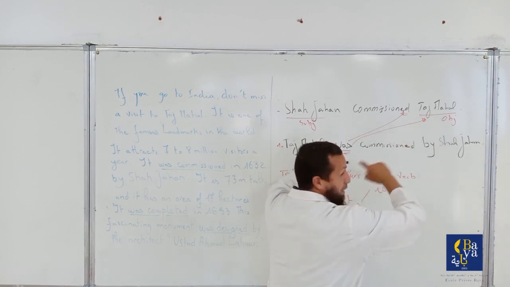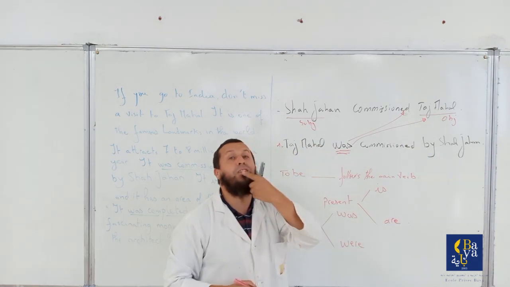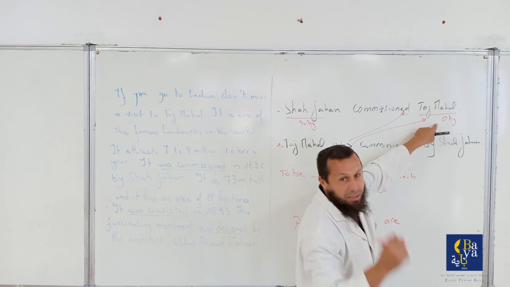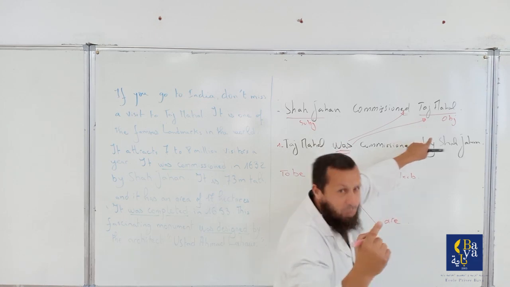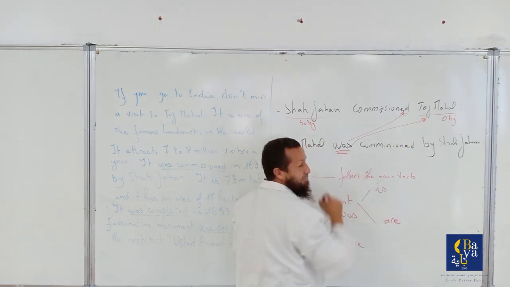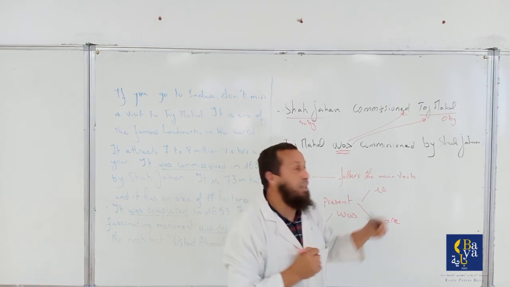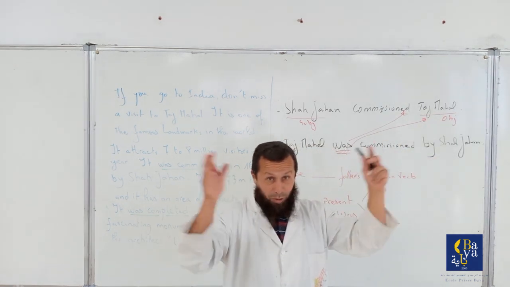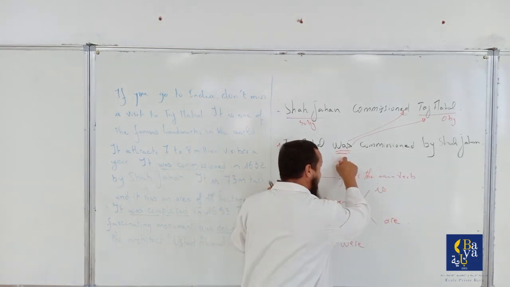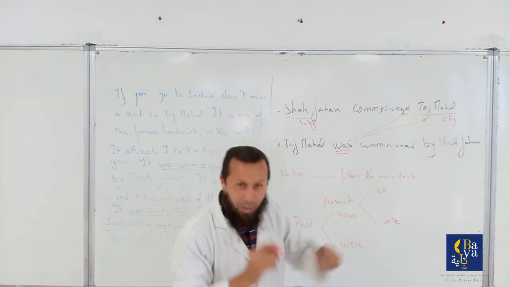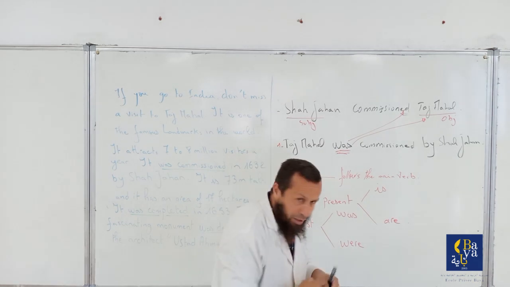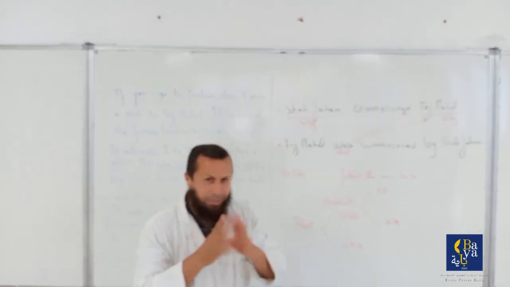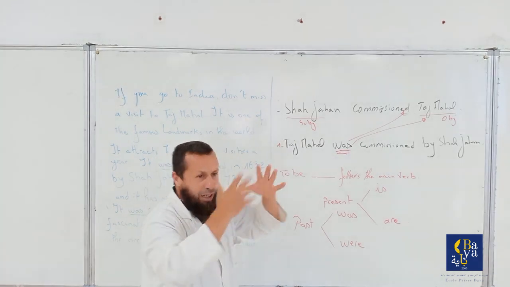The verb to be follows the object. If the object is singular, the verb to be is singular. If the object is plural, the verb to be is plural. Okay with it? I think that is something easy. Now, I will repeat.